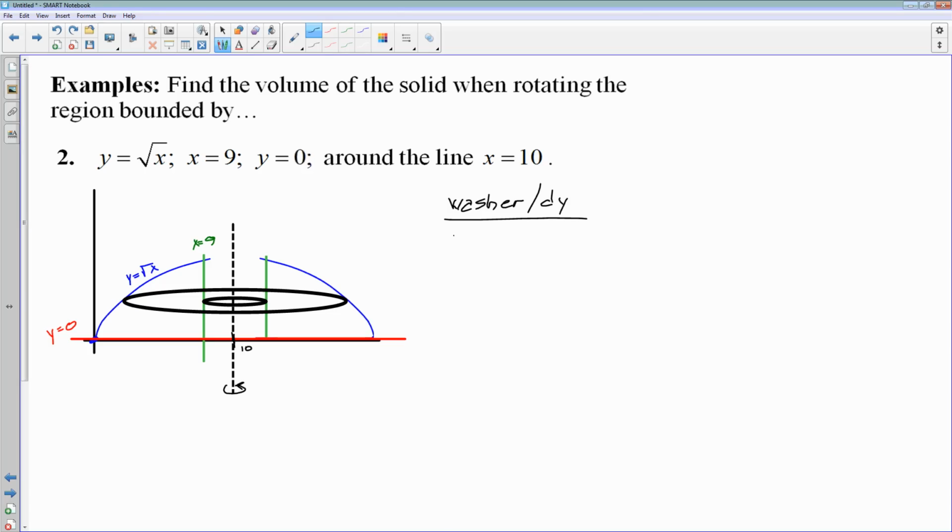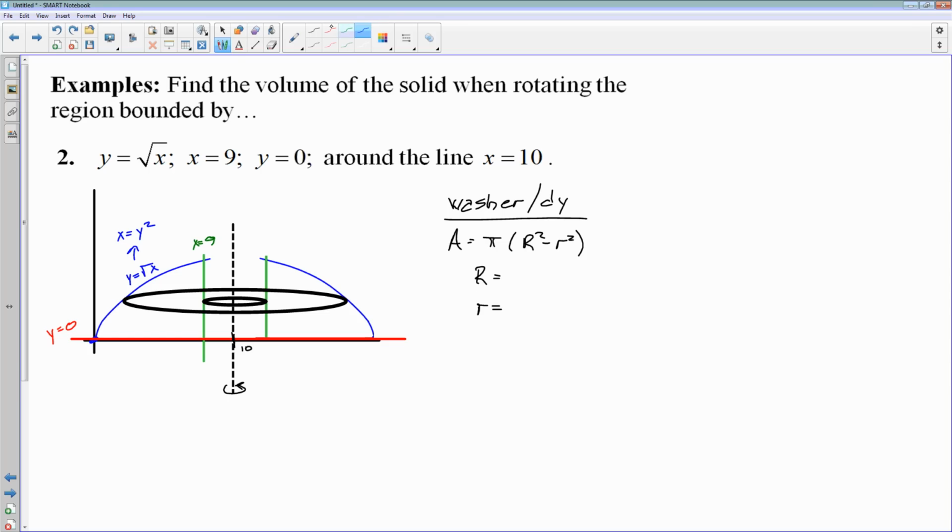The area of a washer is pi big R squared minus little r squared. And we have to get our big R and our little r to plug in. Now this is a dy problem. That means I have to have my equations in terms of y. So y equals the square root of x is okay, but that's in terms of x. I have to solve that. I'm going to square both sides, and say that if y is equal to the square root of x, that means x is equal to y squared, and we have to use that formula for the radius.